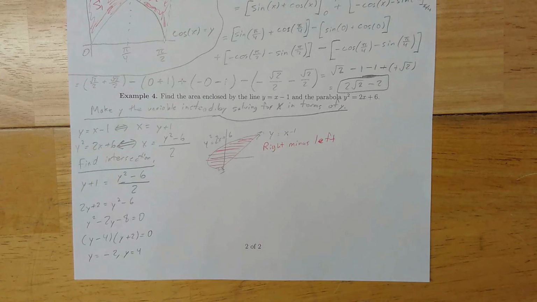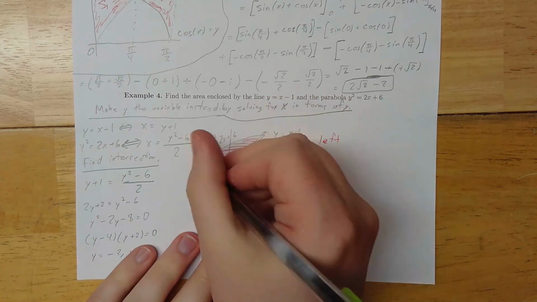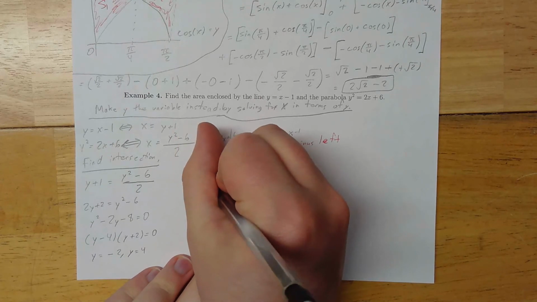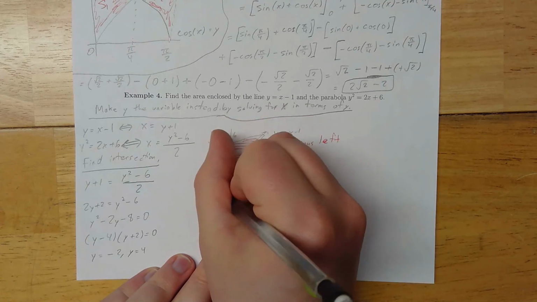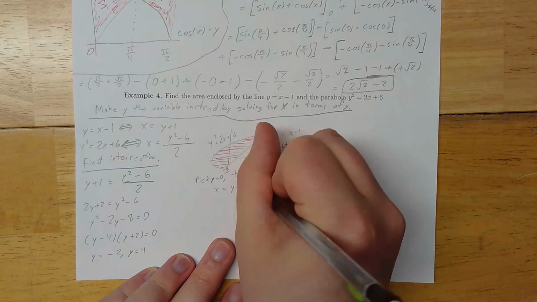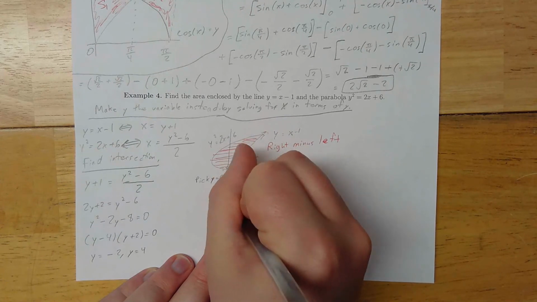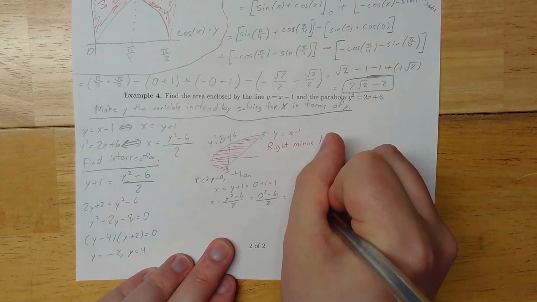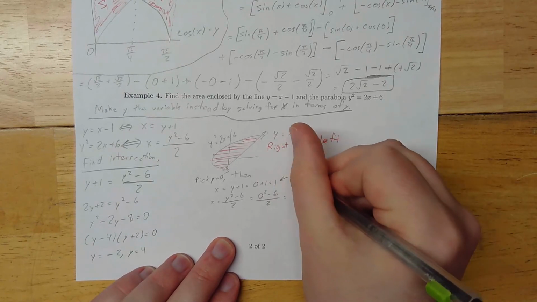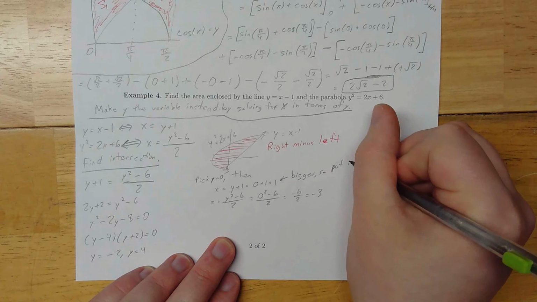So say we wanted to figure out which was the top and bottom, or first and second. What we can do is plug in a point in the middle between where their intersections are. So here if we pick y equals 0, then x equals y plus 1 equals 0 plus 1, or just 1, and x equals y squared minus 6 over 2 equals 0 squared minus 6 over 2, which is negative 6 over 2, which is negative 3. So this is bigger, so put it first.